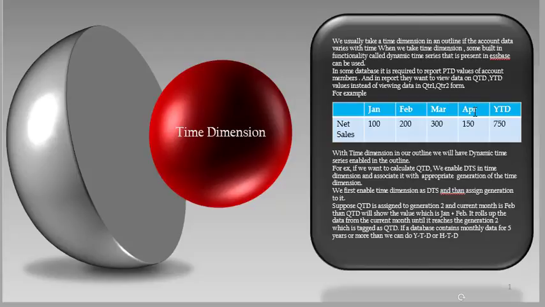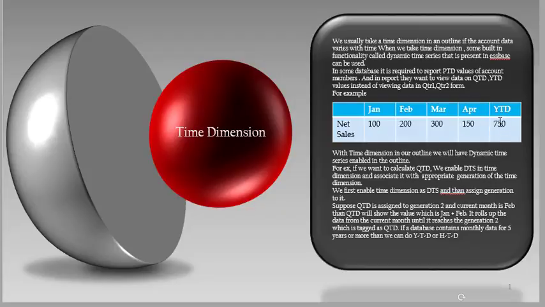In some databases it is required to report PTD values of account members. And in reports they want to view data on QTD, YTD values, instead of viewing data in quarter 1, quarter 2. For example, see the table. The Net Sales member has values for Jan, February, March, April, so YTD of Net Sales is the sum of values from Jan to April, that is 750.